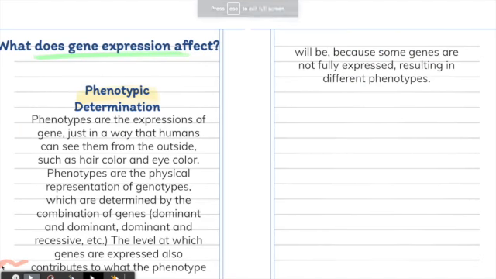What does gene expression affect? Phenotypic determination. Phenotypes are the expressions of a gene just in a way that humans can see them from the outside, such as hair color and eye color. Phenotypes are the physical representation of genotypes, which are determined by the combination of genes, dominant and dominant, dominant and recessive, etc. The level at which genes are expressed also contributes to what the phenotype will be, because some genes are not fully expressed, resulting in different phenotypes.